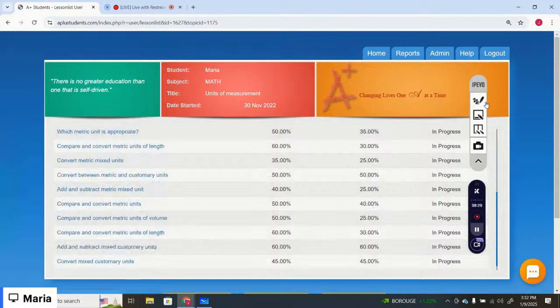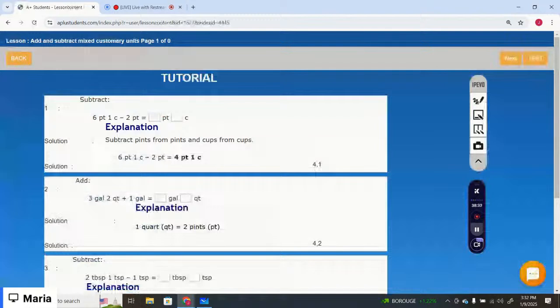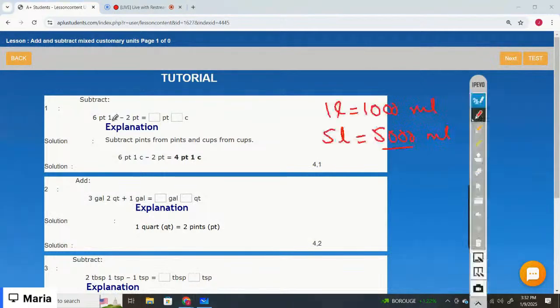The next one is add and subtract mixed customary units. 6 pints 1 cup minus 2 pints. You always add or subtract the same units, right? You add pints to pints and cups to cups. So you are going to subtract. You don't have any cups here, so you need to write 1 cup as it is. And 6 minus 2 is 4 pints. That is 4 pints and 1 cup, right?